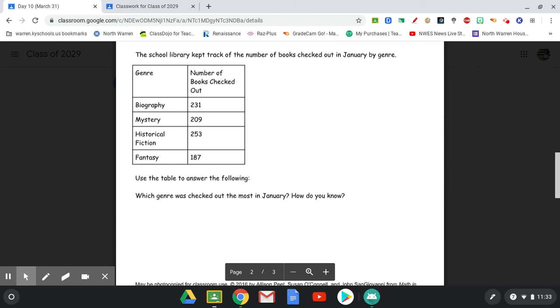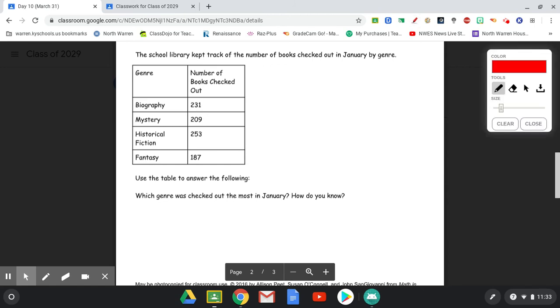The school library kept track of the number of books checked out in January by genre. Genre is going to be the type of book. So here are genres. We've got biography, mystery, historical fiction, and fantasy, and the number of books checked out. So biography had 231 books checked out, mystery had 209, historical fiction had 253, and fantasy had 187. So use the table to answer the following questions.